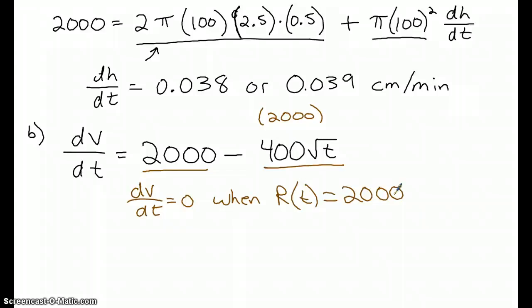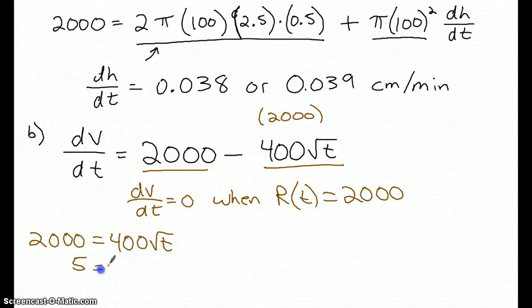And we just need to go ahead and check and verify that it is a maximum. So we'll do that. So we have 2,000 equals 400 square root of t. Divide both sides by 400. We find out that 5 is the square root of t. And the only thing that that can be is 25. So we find that t is 25.